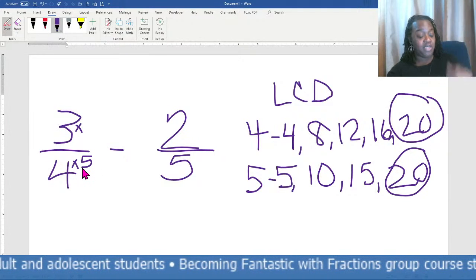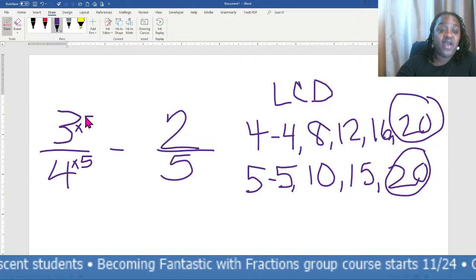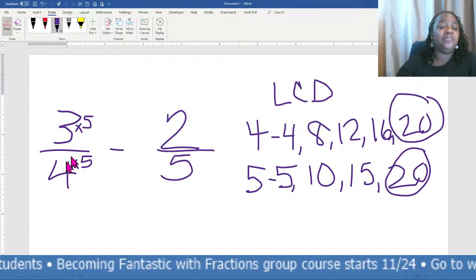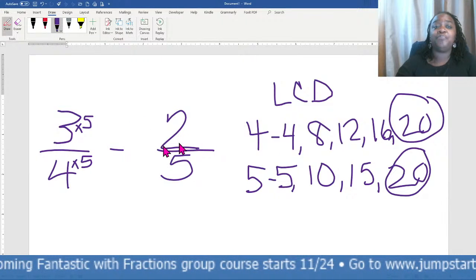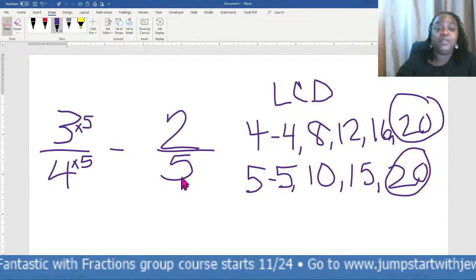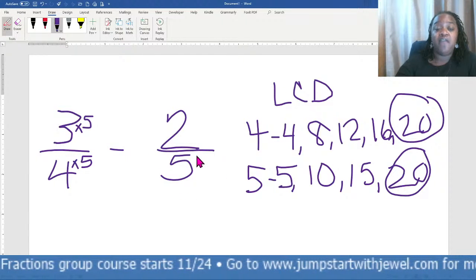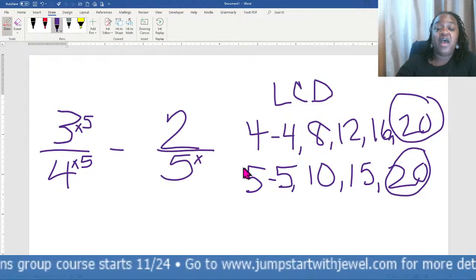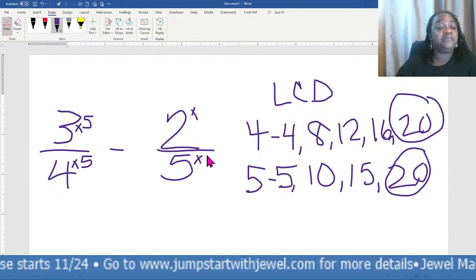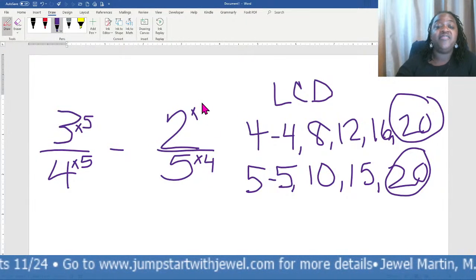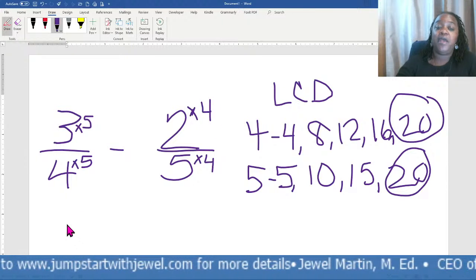Whatever you do to the denominator, you're going to do to the numerator. So 3 times 5. We multiply the denominator by 5. We're going to multiply the numerator by 5. Then we've got 2/5. So we have a 5 here as a denominator. Whatever we have to multiply this 5 by, we've got to do the same thing to the 2. So 5 times 4 equals 20. And then we're going to multiply the numerator by 4 as well.